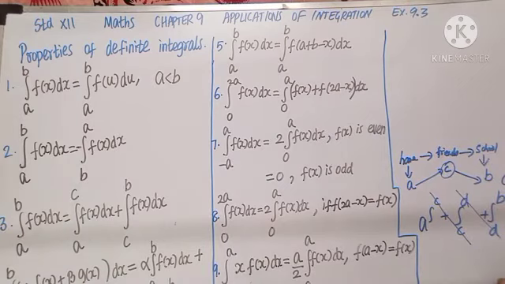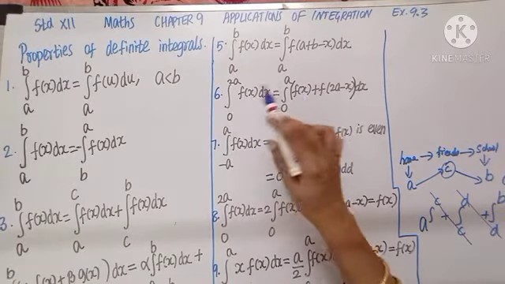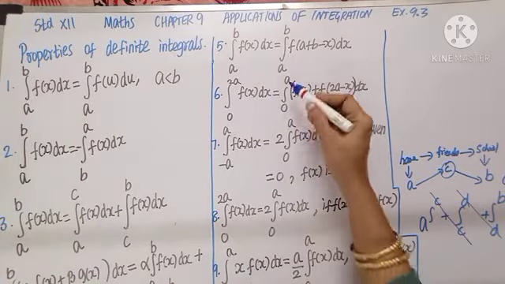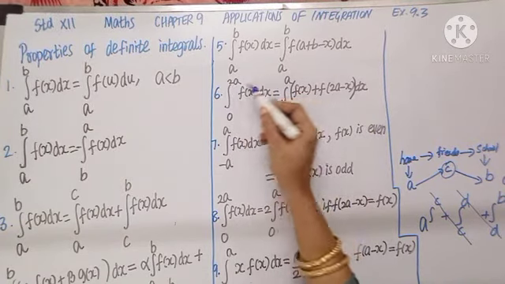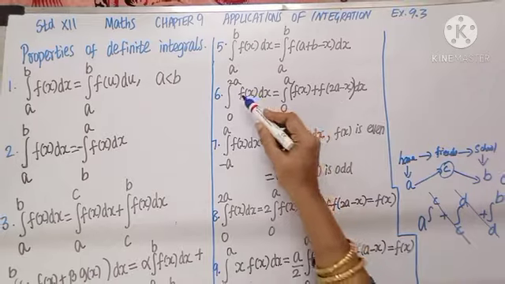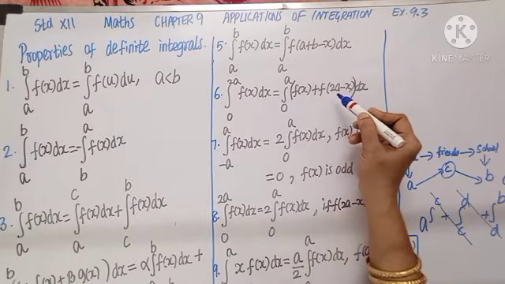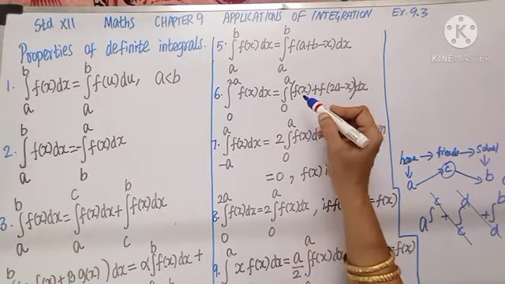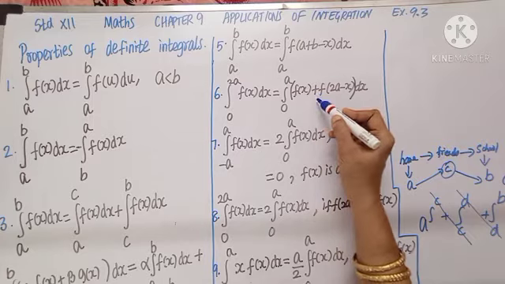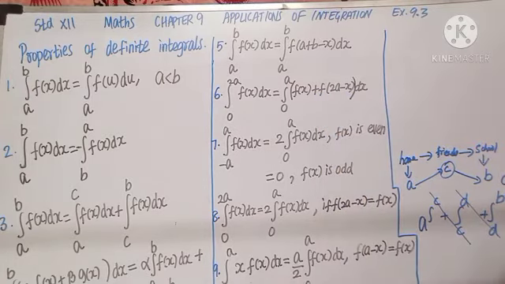The next property: if the limit is from 0 to 2a, I can write it as 0 to half of this, that is, 2a tells me put a. When you keep the function as it is, the second part has upper limit minus x. So I write f of x plus f of 2a minus x.